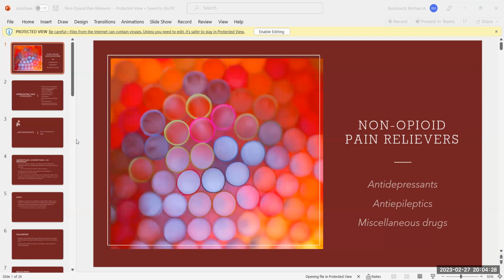Duloxetine, this is a drug that goes by the trade name Cymbalta. This is FDA approved for diabetic peripheral neuropathy and myalgia. It has also been used for chronic musculoskeletal pain. When it comes to musculoskeletal pain, it's not much better than placebo. It seems to do much better with neuropathic pain than with skeletal muscular pain.